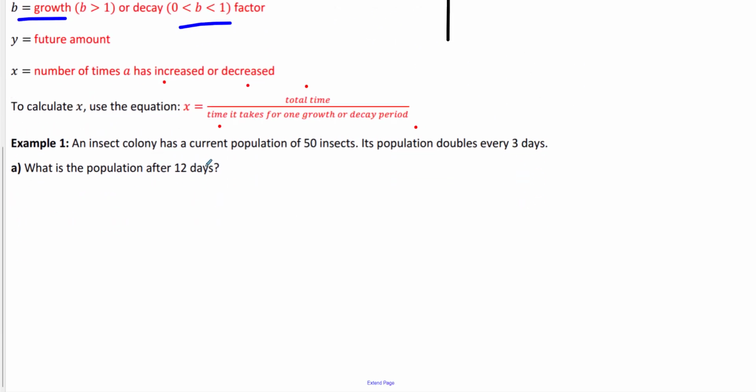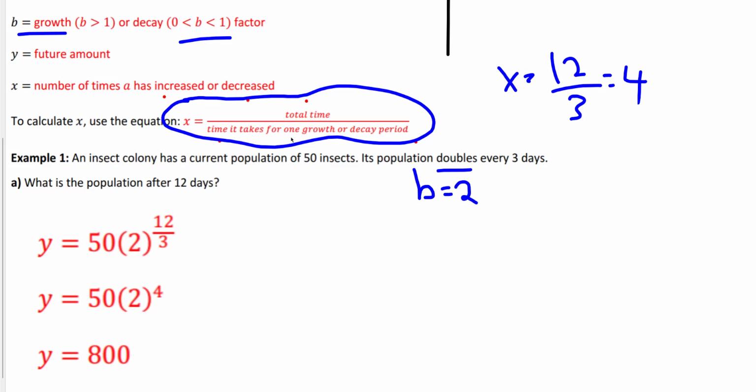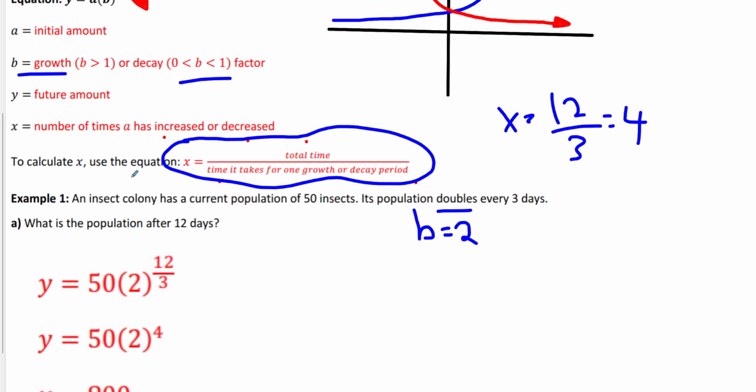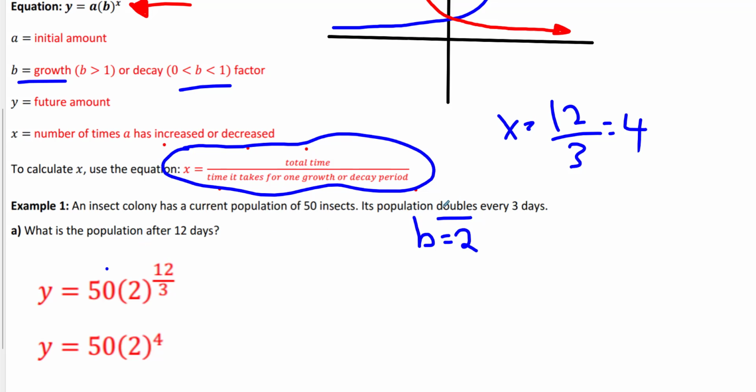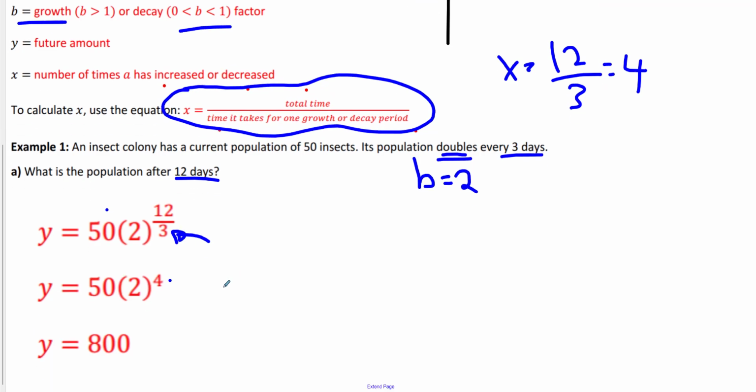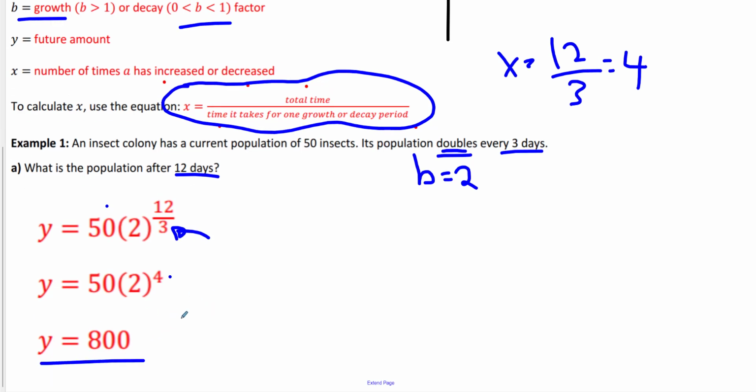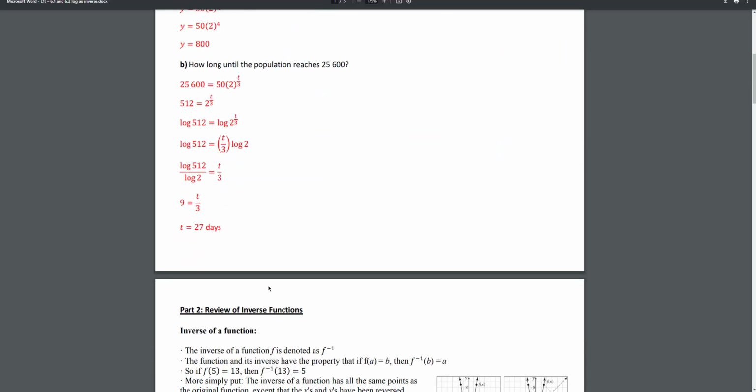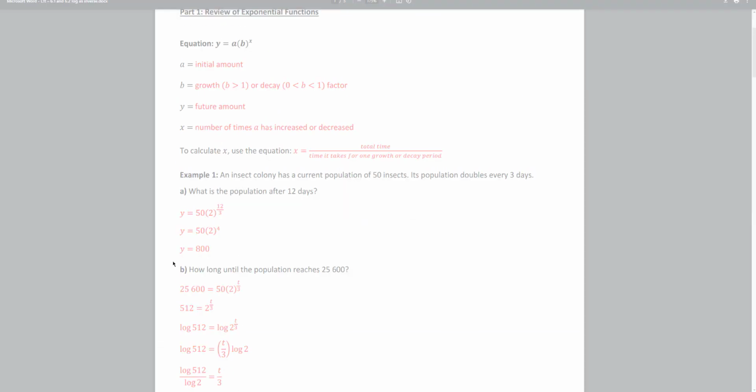Example 1, I want you to try it. Do your best. See if you can do this right now, okay? All right, so hopefully you were able to do this pretty straightforwardly. Your initial amount is 50. Your b value is 2 because it's doubling. The total time is 12 days, and it's doubling every 3 days, so that's the amount that goes there. Your x value is 4, and you should get 800. Now that's some basic stuff. The next question is where it's really asking you. So let's get that next question here.